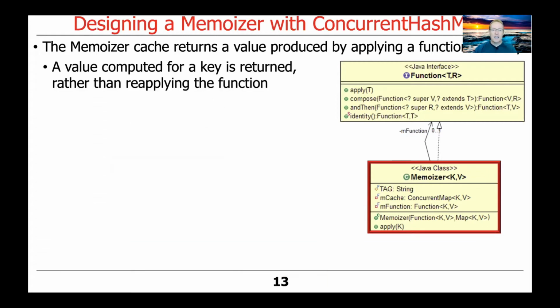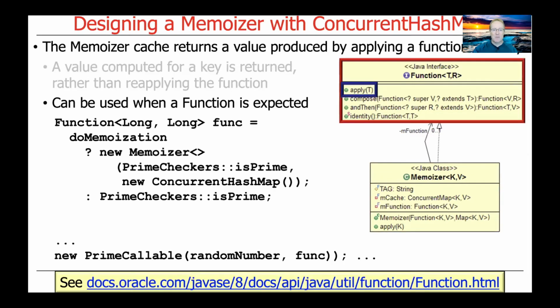So the way this works is that there's going to be a value computed for the key, and it'll be returned if it's been computed earlier, rather than having to reapply that long-running expensive function. And because we're implementing this as a function, in other words, the Memoizer class is going to implement Function, it's going to inherit its apply interface. And then we can use the Memoizer anywhere where the code expects a function to be used. Where might that be, you could ask? Well, a good example would be for our prime checker app that we've been doing.